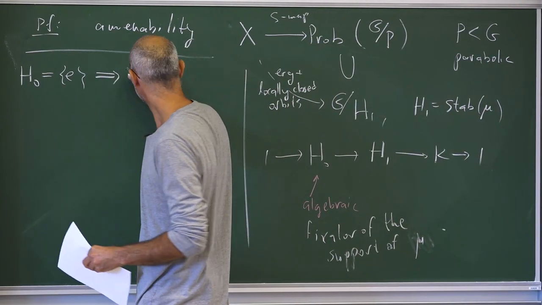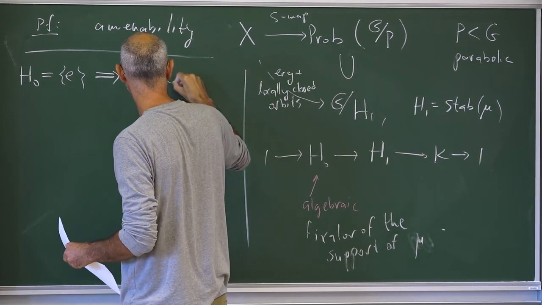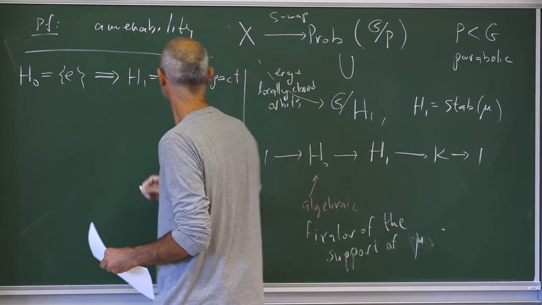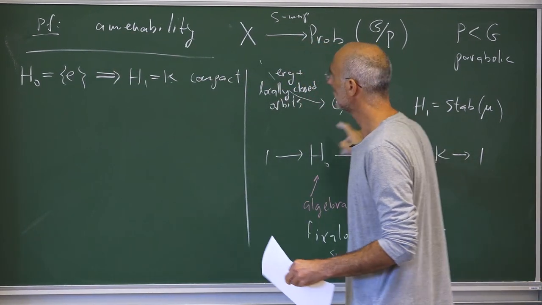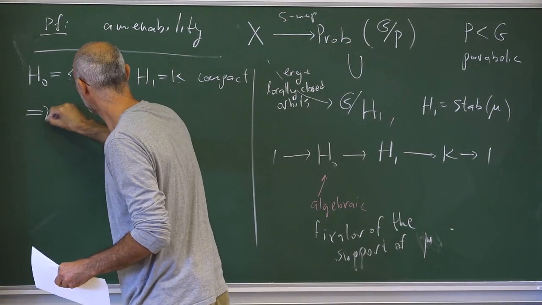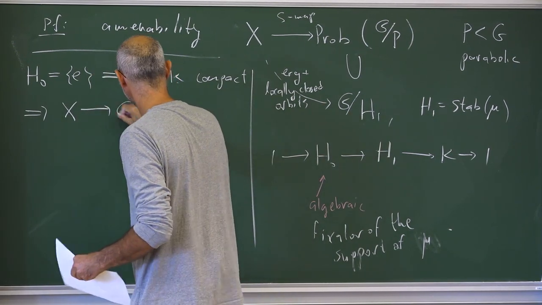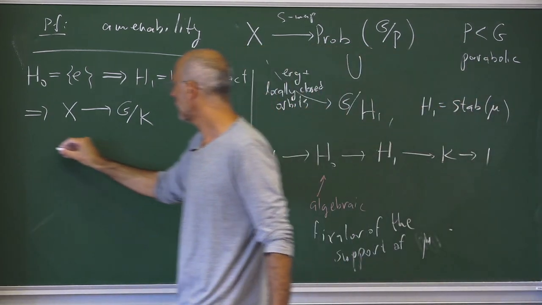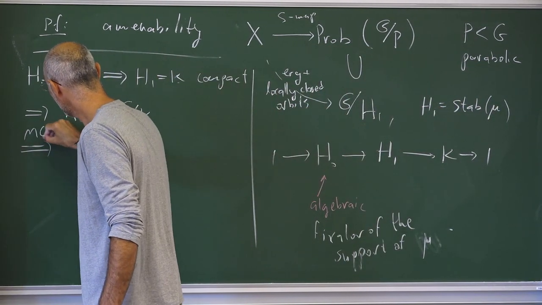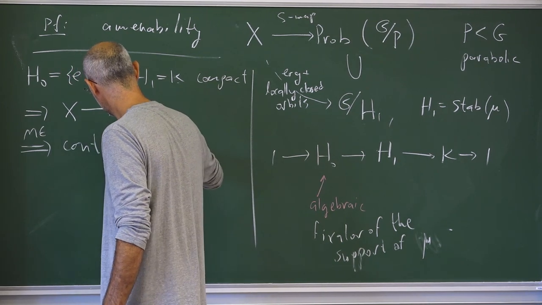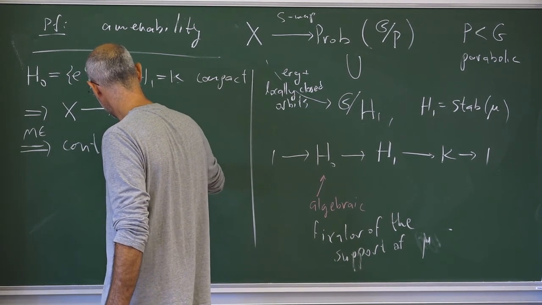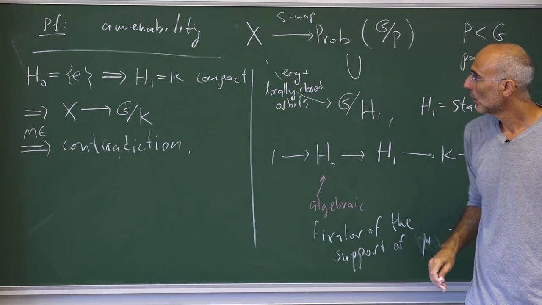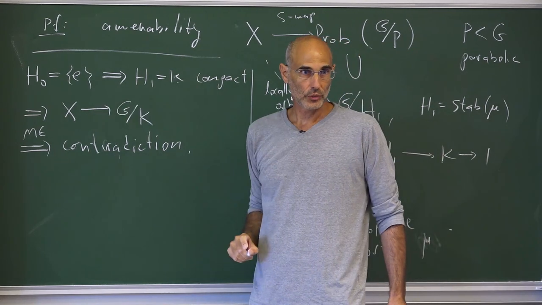But then, I claim this is not the case, because then H1 is compact. And this map here, and we get a map X to G mod K. And this by ME is contradicted. Contradiction. So H0 is not trivial.